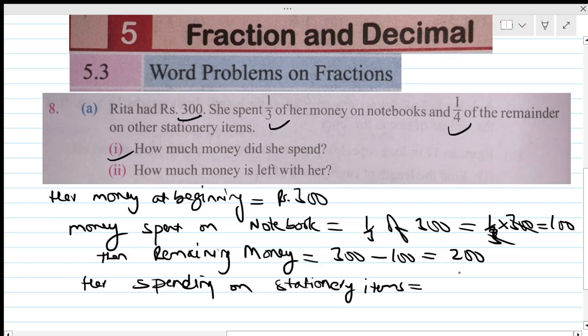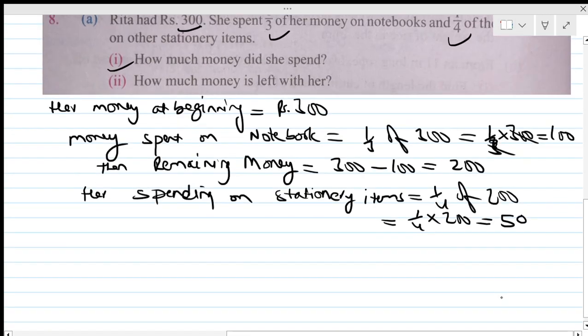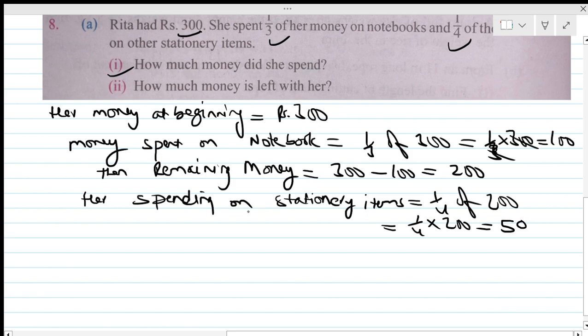So she has 200 remaining after purchasing the notebook. Now on the stationery items other than the notebook, she is spending 1/4. So 1/4 of 200 rupees she is spending on stationery items. When we do this, 4 5s are 20, and we can cut the zeros, so 50 rupees is spent on stationery items. So here is our final remainder.